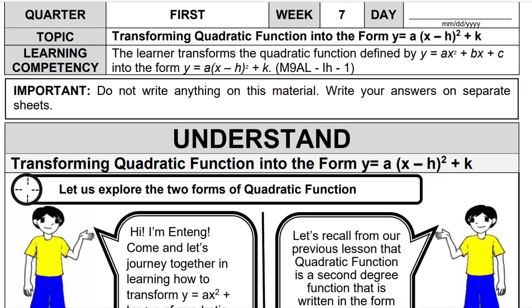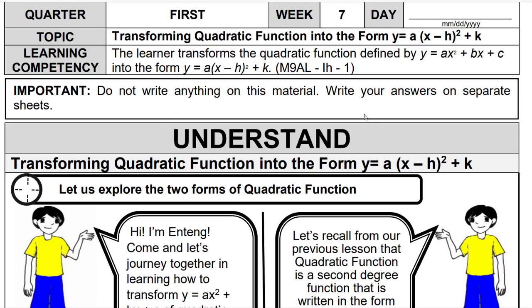Good day, everyone. So we're here again to discuss transforming a quadratic function into the form y equals a times the quantity x minus h squared plus k. Our learning competency here is that the learner transforms the quadratic function defined by y equals ax squared plus bx plus c into the form y equals a times the quantity x minus h squared plus k.